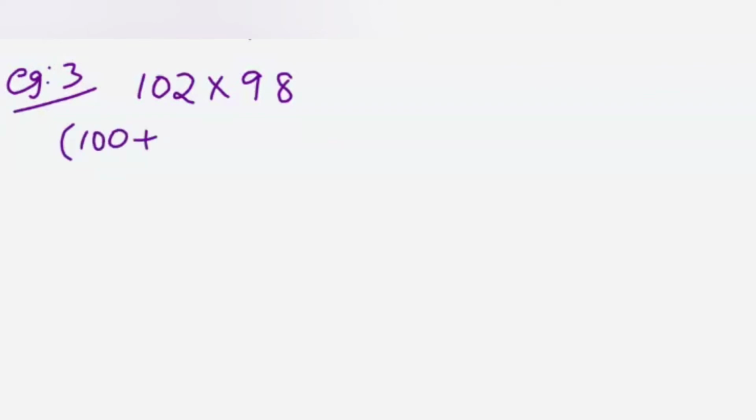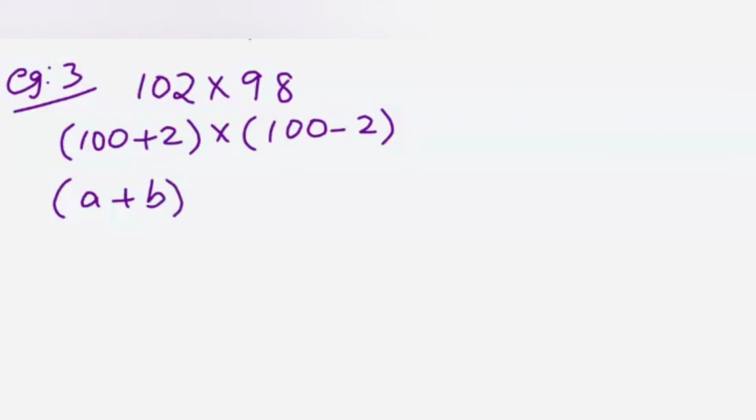Next example, example number 3. It is 102 into 98. For example, there is a sum like this, where we can use the third identity. 102 is 2 more than 100, 98 is 2 less than 100. Both are nearest to 100. One is more than 100, one is less than 100. So I will write 102 as 100 plus 2, and 98 as 100 minus 2. Now if you observe this, it is very similar to (a plus b) into (a minus b), in which a is 100 and b is 2.